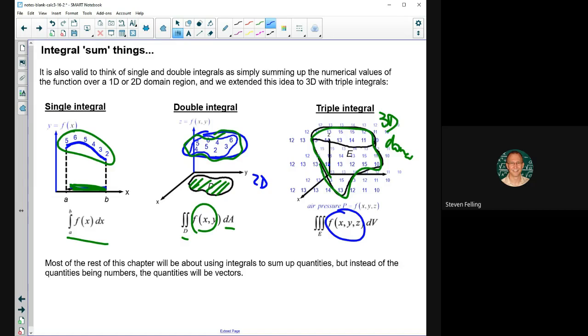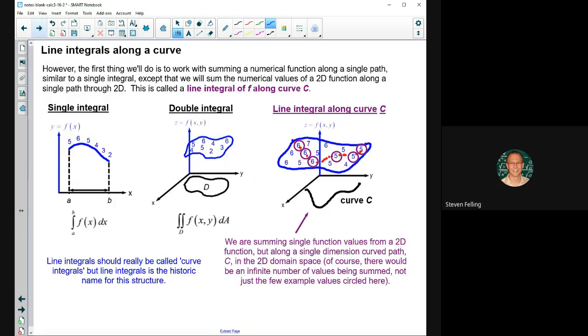So most of the rest of this chapter, we're going to be using integrals to sum up quantities. But they may be scalar quantities like these, right? Or we might be summing up vectors, right? Which is why this chapter is called vector calculus. Mainly it's about summing vectors, but sometimes we'll have integrands which are scalars. And we'll see both of those cases here in 16.2.